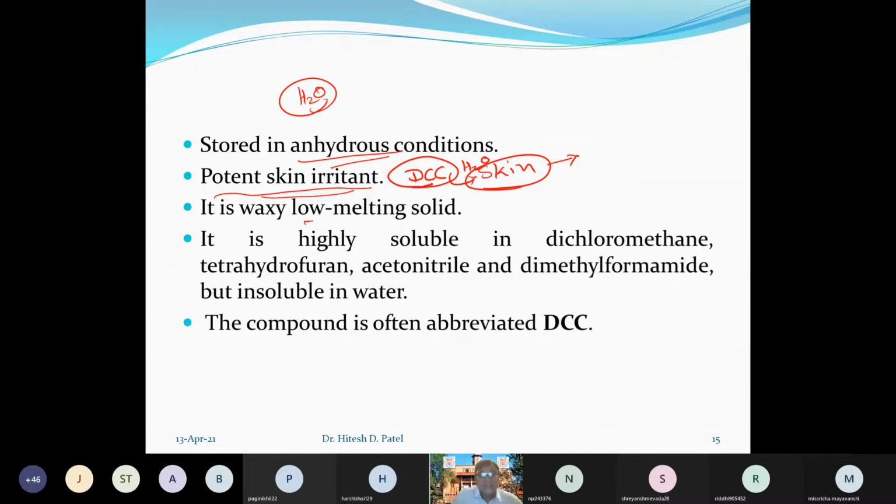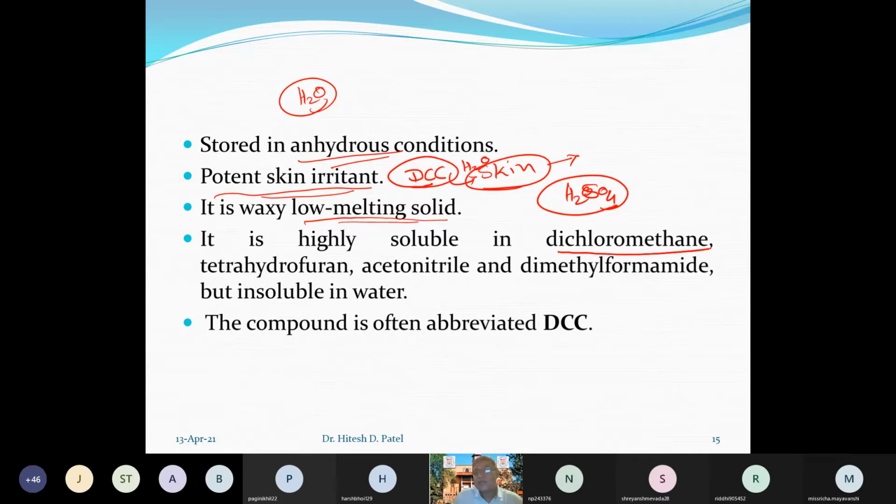It is a waxy, low melting solid. So it is easy to handle, because sulfuric acid, for example, is a liquid and is a little bit difficult to handle, but this is a waxy, low melting solid, so we can handle it easily. It is highly soluble in organic solvents.